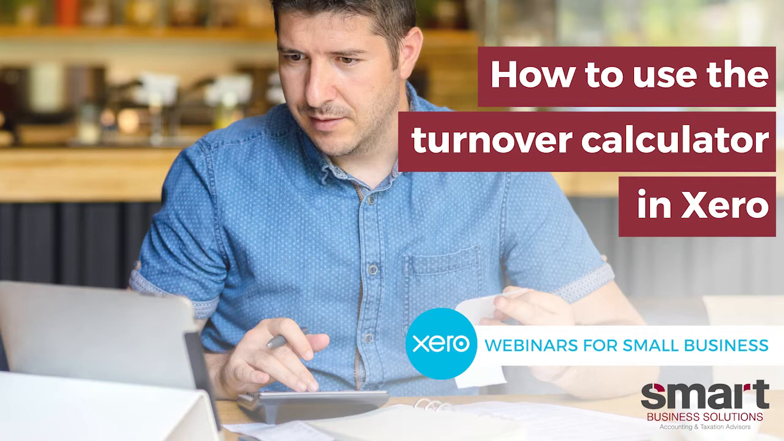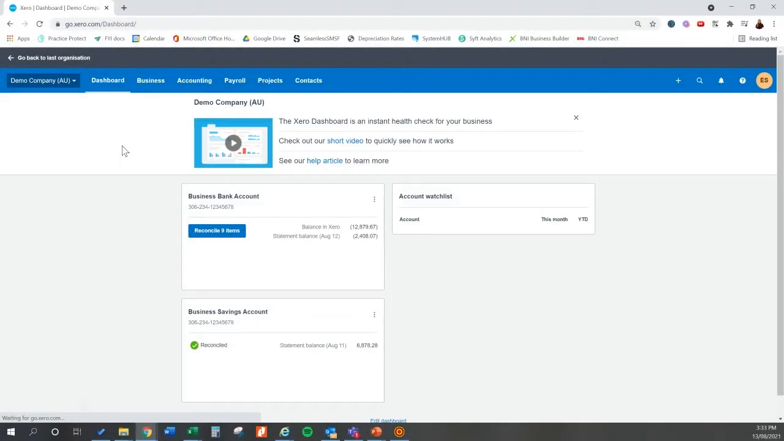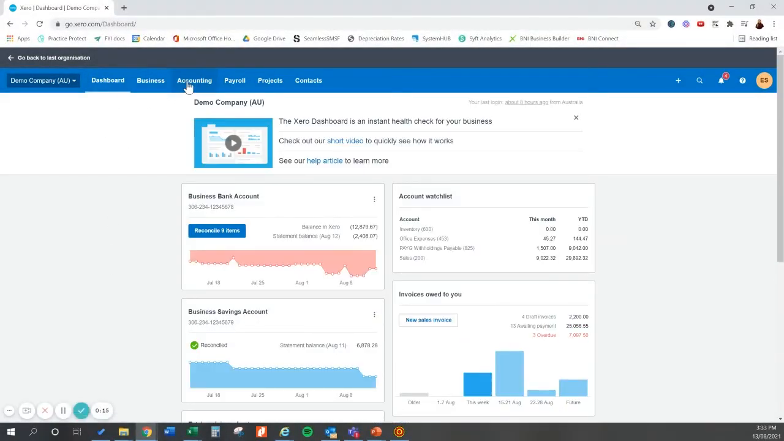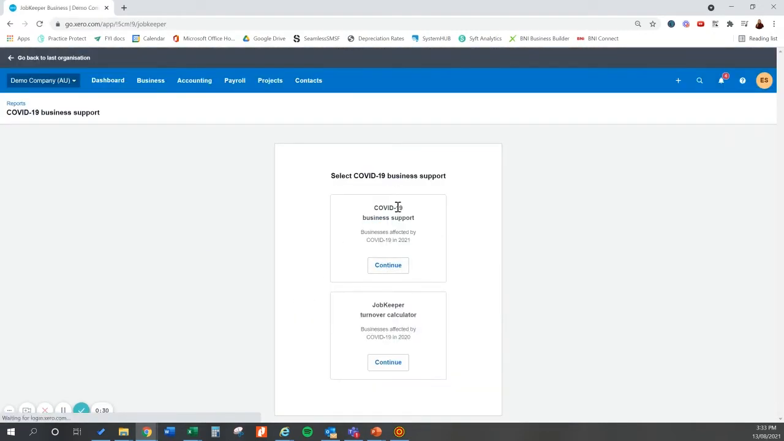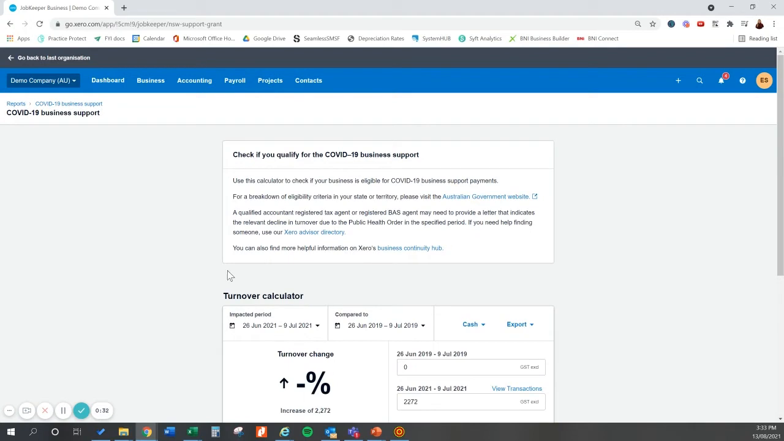We're going to jump into our Xero file. Go back to the start. When you log into Xero, you're going to be at your dashboard. We're going to jump over to the accounting tab and to reports. I'm going to show you how to use Xero's reduction in turnover calculator. Under this tax subheading, you've got COVID-19 business support. Head through to the business support here.